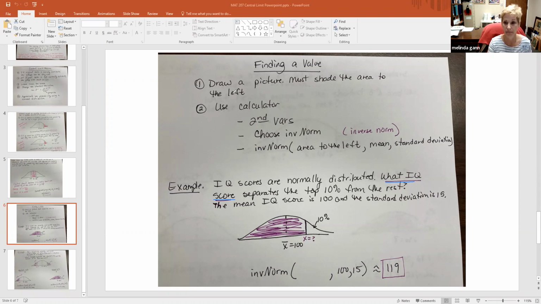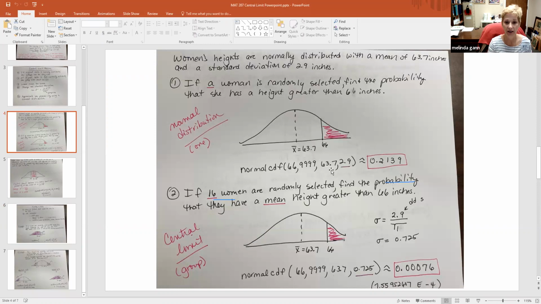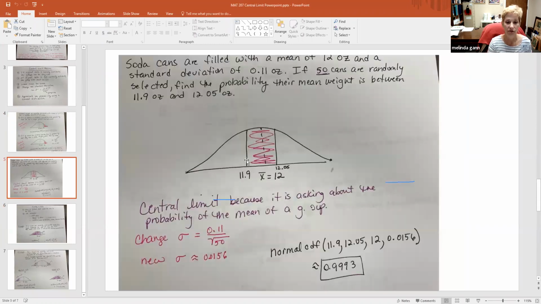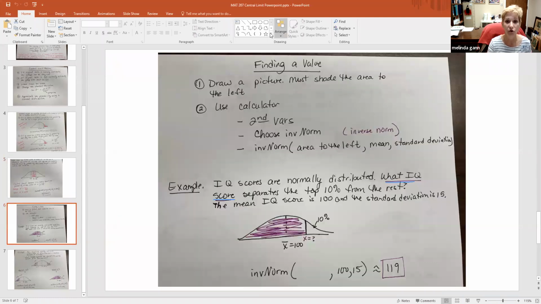Now remember, when we were doing probability, let me go back and show you. When we were doing probability, sometimes we shaded to the right. Sometimes we shaded between. Sometimes we shaded to the left, but a lot of times we didn't. But when you're trying to find a value, you have to have the area shaded to the left. Then you go to the calculator.